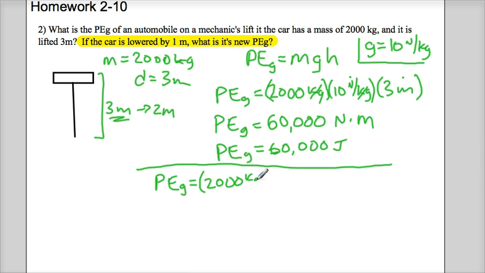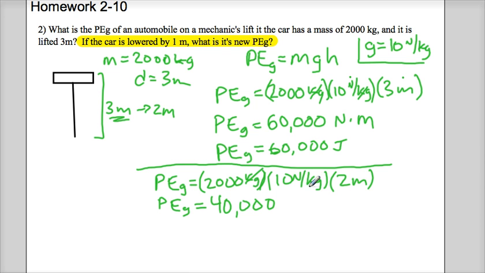2,000 kilograms times 10 newtons per kilogram times 2 meters this time. So if you go ahead and do that math, it's 2,000 times 10 times 2, and that works out to be 40,000. Again, the kilograms cancel, so you get 40,000 newton meters or 40,000 joules.